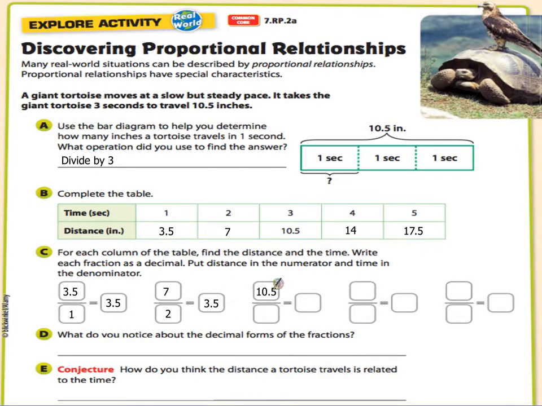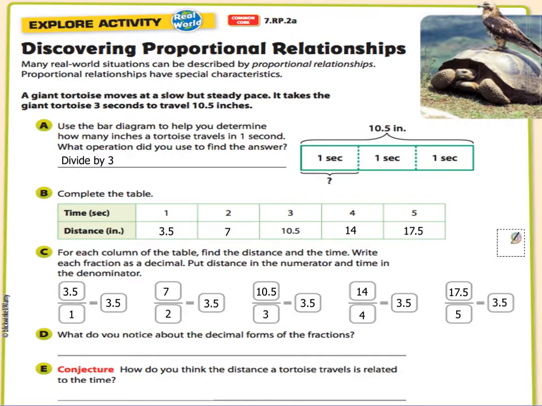And then here, again, 10.5 over 3 seconds. If I reduce it, I get 3.5 inches per second. 14 inches in 4 seconds, which reduced gives me 3.5 inches per second. And then 17.5 inches in 5 seconds reduces once again to 3.5 inches per second. So for each of my columns, when I put it into a rate and reduced it, I found that the unit rate for all of them was the same.